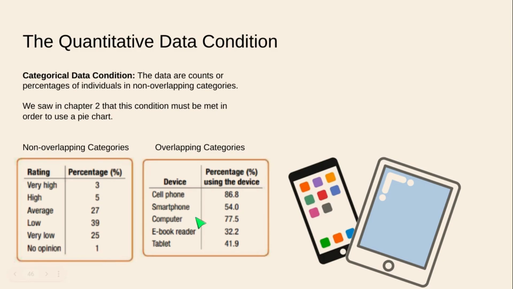We could put that in a pie chart, and it would actually be rather useful to do so. These categories we found in the last section were overlapping because it is certainly possible for someone to have a smartphone and a computer, or a computer and a tablet at the same time, all right? And these data add up to, or these counts, these percentages, add up to way more than 100%, all right? So these are overlapping categories, and we would not be able to use a pie chart. That would be silly to do.